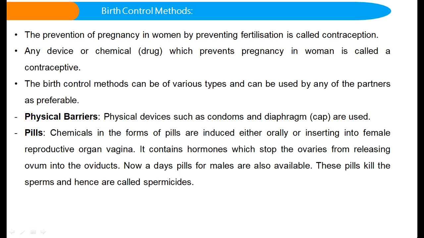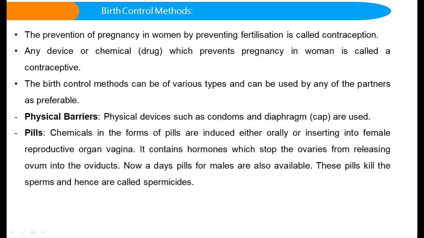And there are four ways of birth control, that is physical barriers, using pills, intrauterine devices, and surgical methods. These are the four ways. And coming to the first method, that is physical barriers, such as condoms and diaphragms are used. These physical barriers prevent the reaching of sperms to the ovum for fertilization.